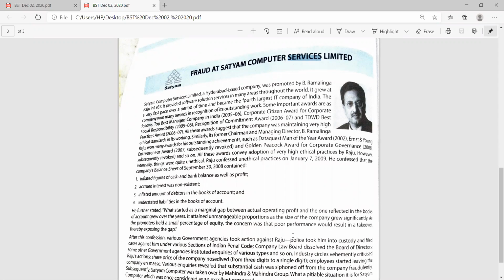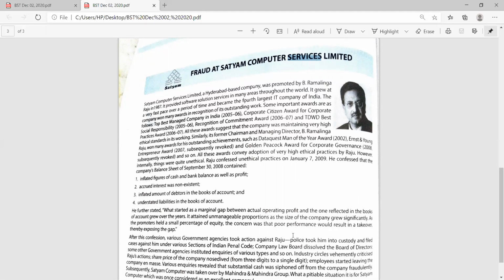Raju confessed to unethical practices. Are you getting this? The company won so many awards, and its managing director also won awards. No doubt they became the fourth largest company. But what happened? They were doing things that were unethical. Let's see what these are.